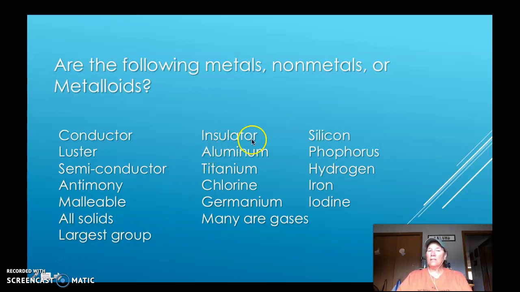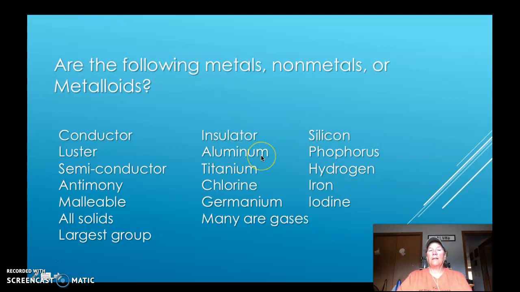Insulators, those are non-metals. Most of the time when we have a pan, the pan is made out of metal because we want the heat to get into our food, but then the handle is some sort of plastic or rubber. Those are made out of non-metals because you don't want to burn your hand. So we usually use a combination of the two.